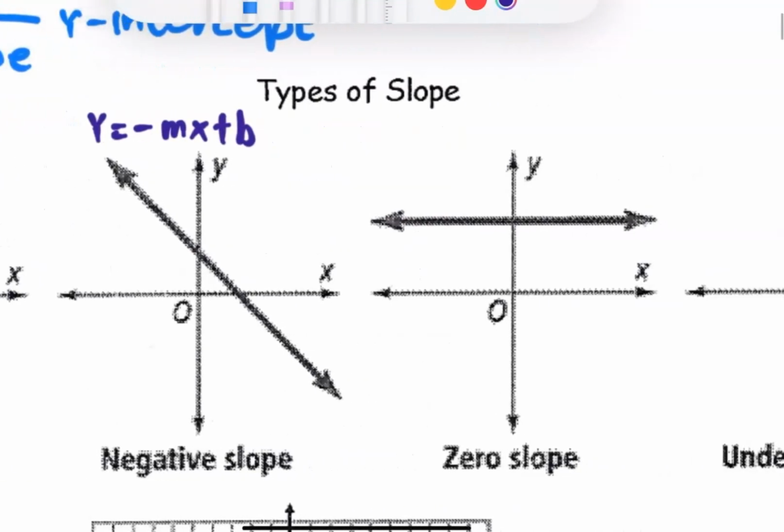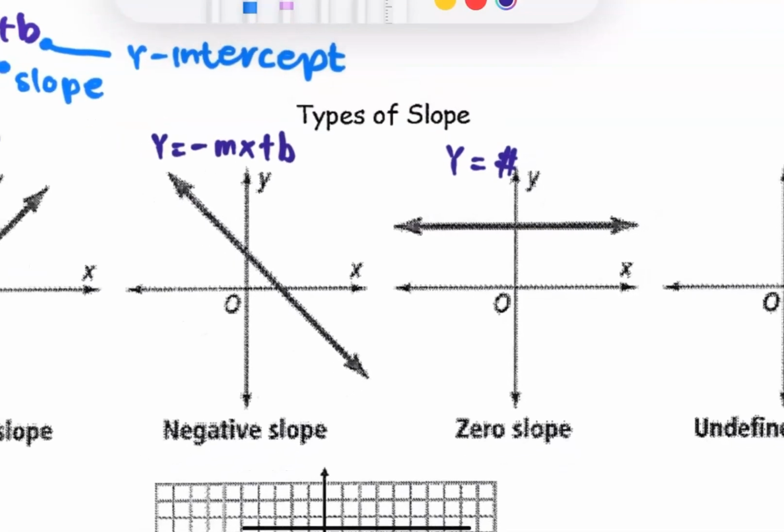Then we go over zero slope. If you have a zero slope, you have a line crossing the y-axis, and it goes sideways. It goes right and left. The equation for that would be y is equal to a number.